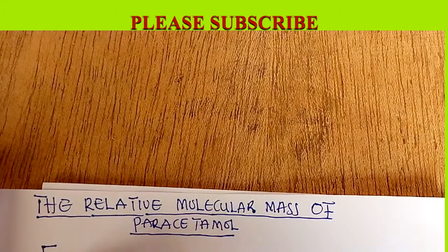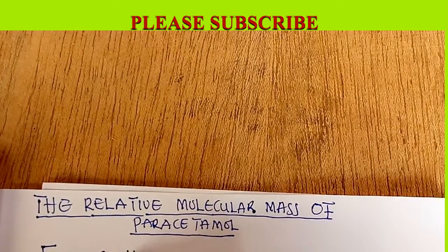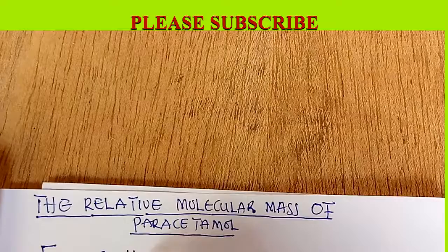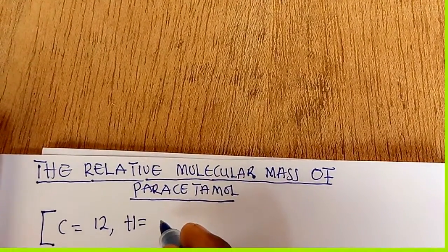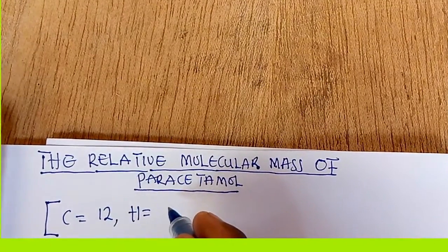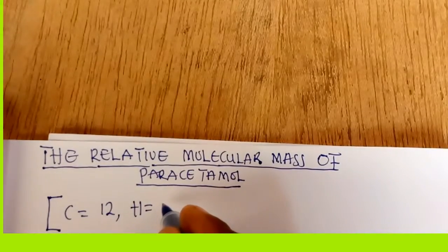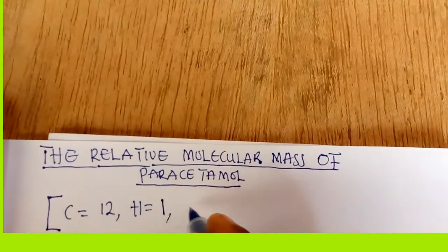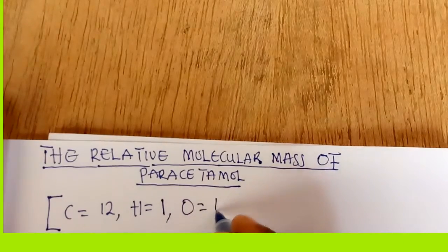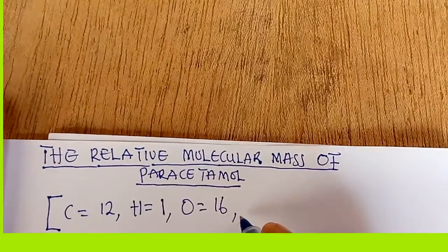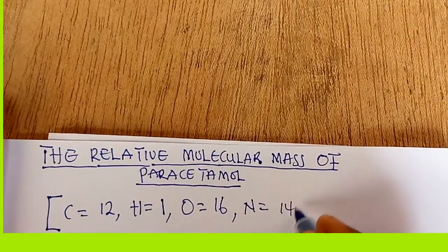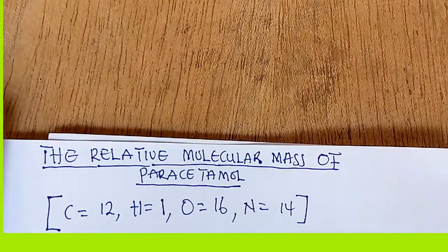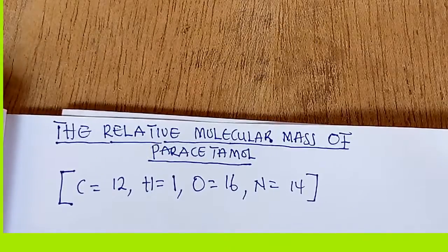So carbon is equal to 12. And if you keep on solving a lot of questions, it gets to a point that you know all the relative atomic masses of the elements, and you don't even need to cross-check because you know them. H is equal to 1, and O is equal to 16. O is oxygen. We have nitrogen equal to 14.